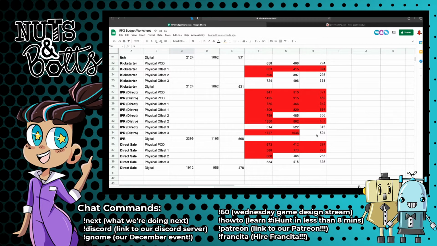If you want to do a physical offset print run and you want to send it through distribution, your option is to take your third quote, your one that you have 1,000 copies. That's the only way that you're going to be able to sell that through distribution and make it worthwhile, because your production costs are so much higher.